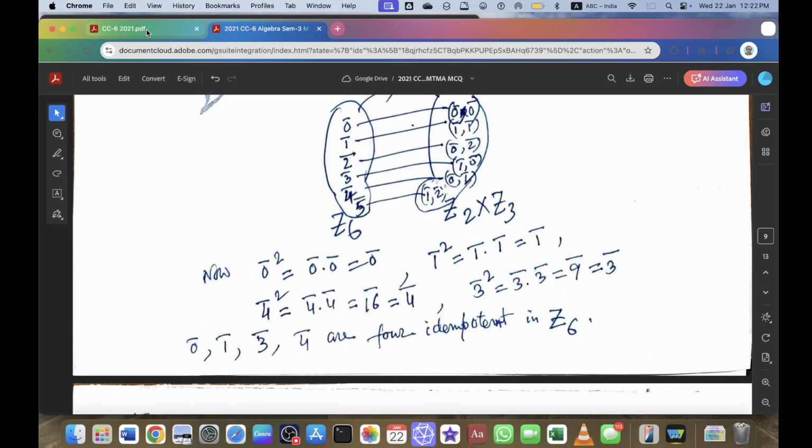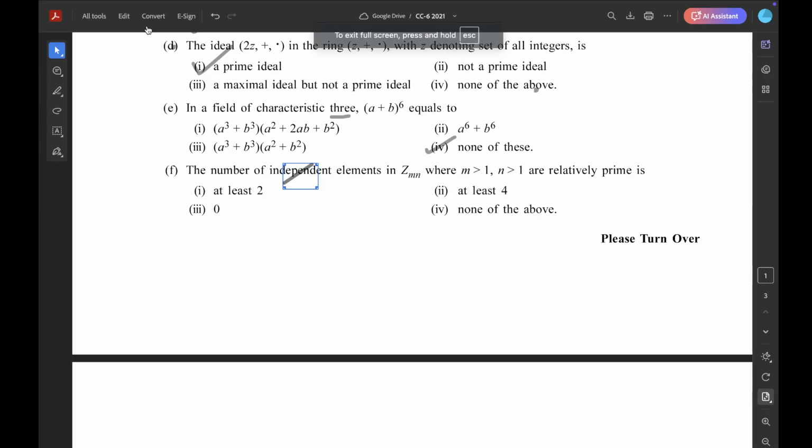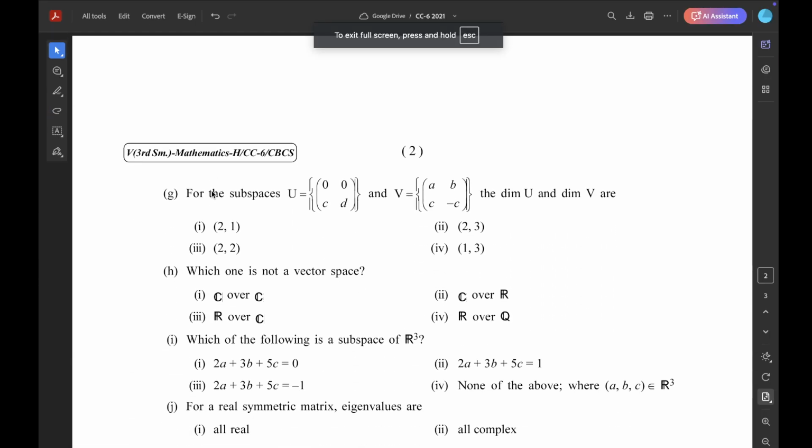Next question, G. For the subspace, capital U is the set of all those matrices [0, 0; C, D], and capital V is the set of all those 2 by 2 matrices [A, B; C, minus C]. Then what are dimension U and dimension V?